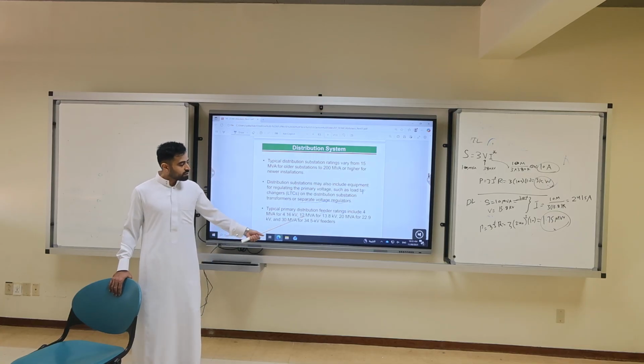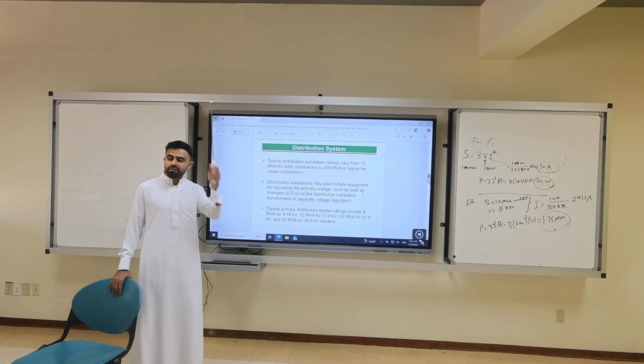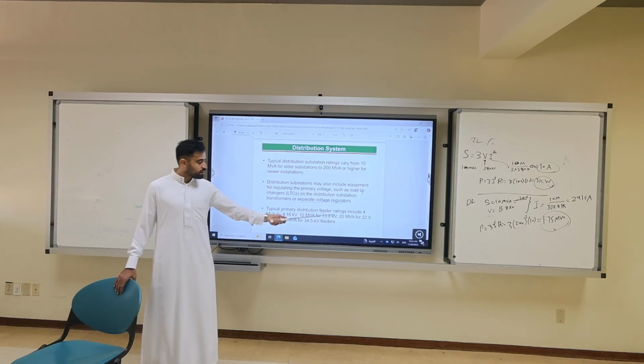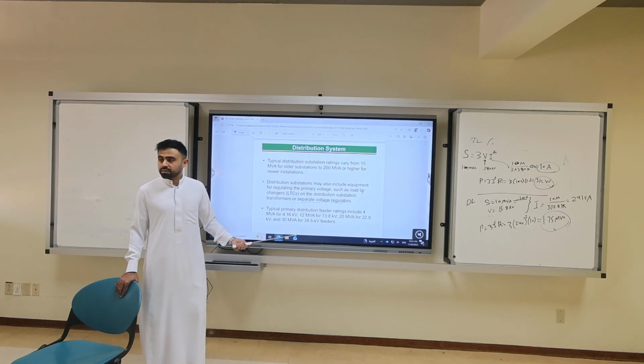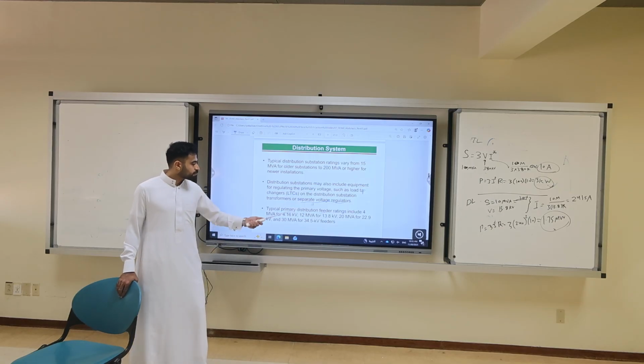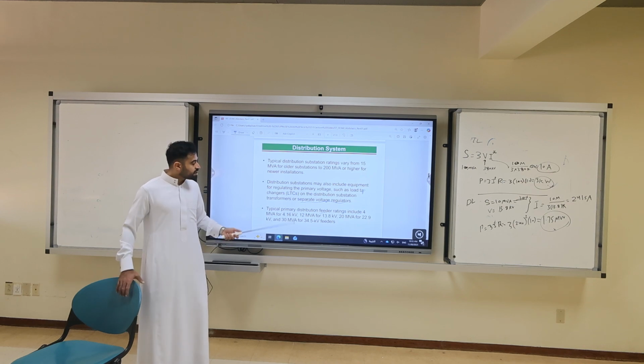If you have 12, give them 13.8 kilovolts. And the higher numerical value above in the standard. Now, can you operate 20 MVA for 34? Yeah, you can. But this is typically what happens. Don't give 4 volts for 30 MVA. That's nonsense. Okay?